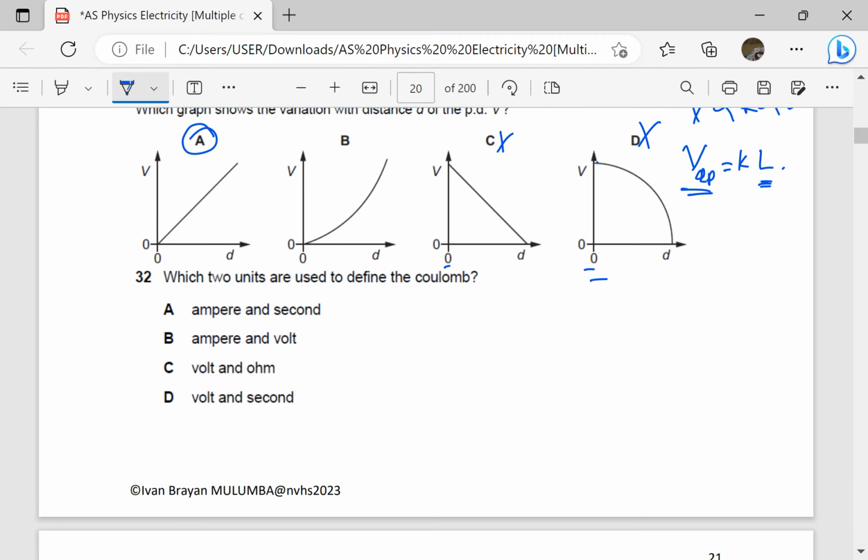Which two units are used to define the volt? The coulomb. So the coulomb is a unit of charge, and charge is equal to I times T. So the coulomb is going to be ampere times second. So this means the answer is going to be A.